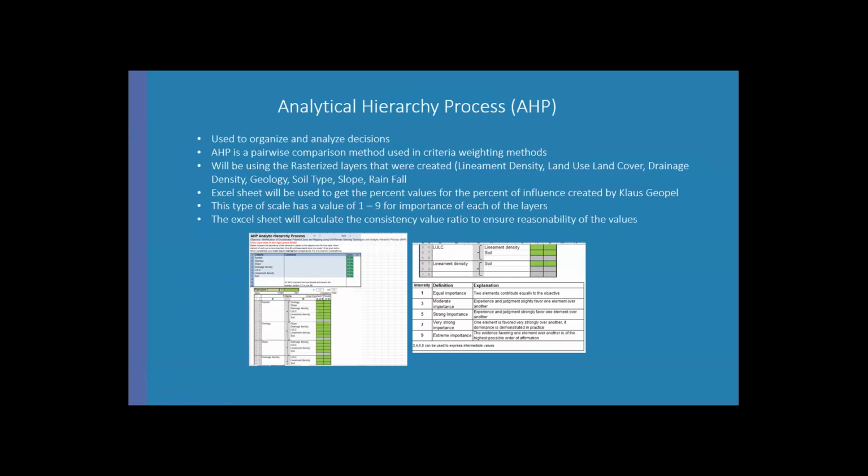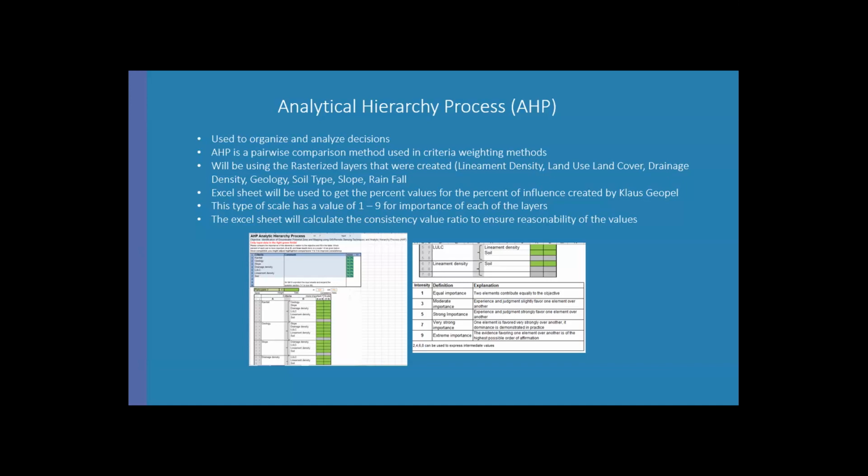Now that all my criteria raster maps are created and classified from class 1 to 5, I will perform the AHP part of my study. As discussed, this is a pairwise comparison using criteria weighting. Essentially, I am trying to figure out mathematically for GIS how much each criterion is weighted as a percentage of the whole map. I will be using an Excel spreadsheet that was created to help with my calculations. That is what you see on my slide.